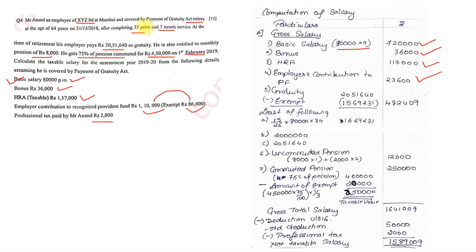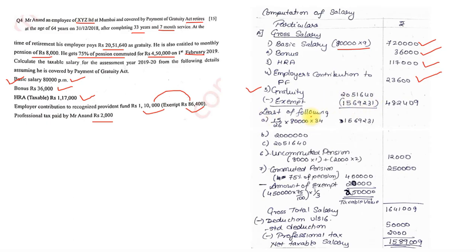Now we jump to gratuity. Gratuity ke three rules are there. Everyone should remember that. One, if you're a government employee, fully exempt. If you are covered under the Act, you have a particular rule. If you're not covered, you have a particular rule. Since here he is covered under the Payment of Gratuity Act, let us see how to solve that. First, gratuity received is 20 lakh 51,640. We note down first gratuity. Then the exempt value, we don't know this right now. Okay. Let us see how to get that.